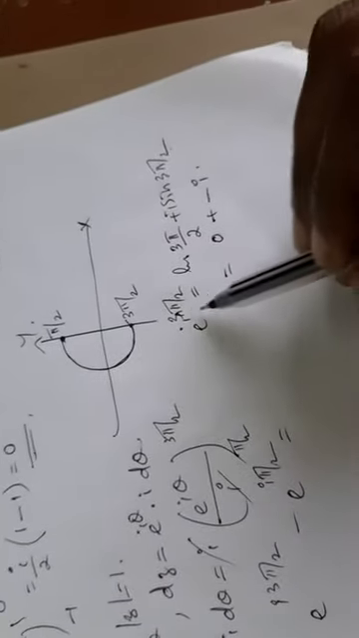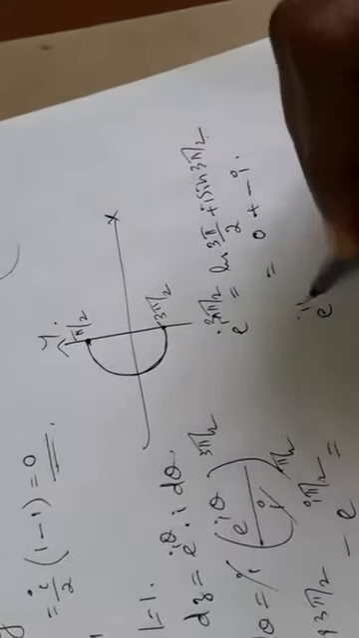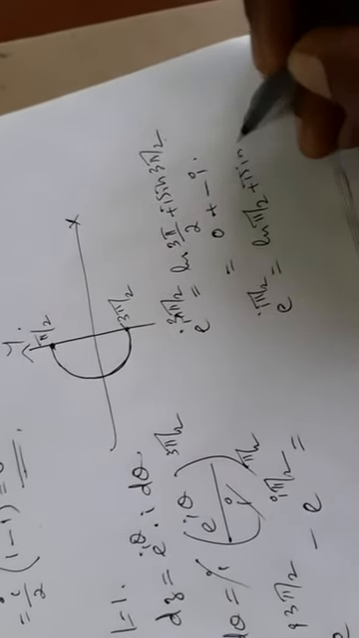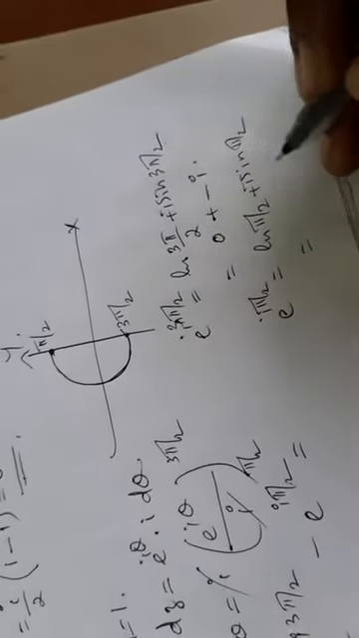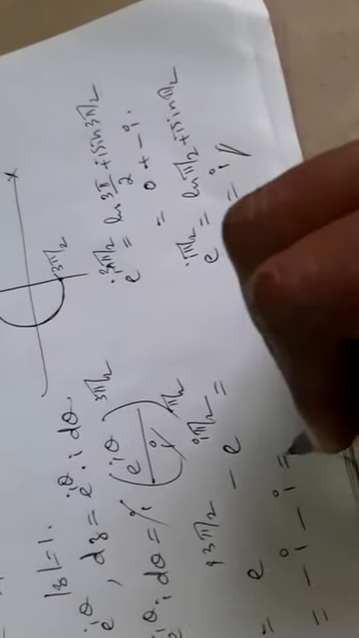So e raised to i 3 pi by 2 is minus i. And what is e raised to i pi by 2? Cos pi by 2 plus i sin pi by 2. Cos pi by 2 is 0, so it is i. So it is minus i minus i. It is minus 2i. Okay.